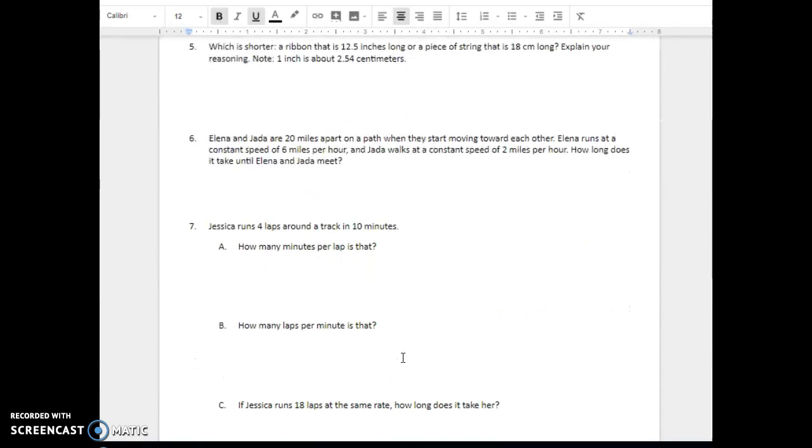Question 5. Which is shorter, a ribbon that is 12.5 inches long or a piece of string that is 18 centimeters long? Explain your reasoning. Note, 1 inch is about 2.54 centimeters.